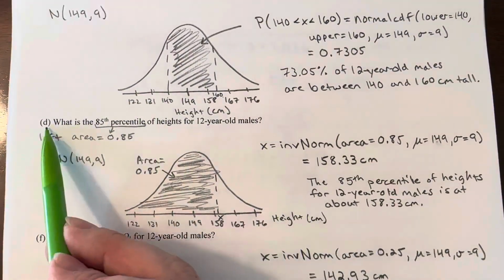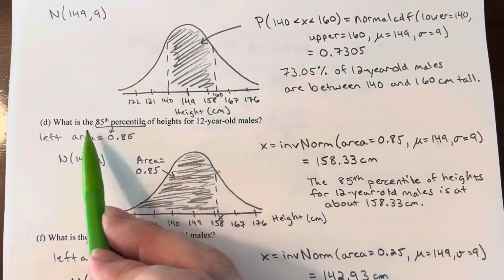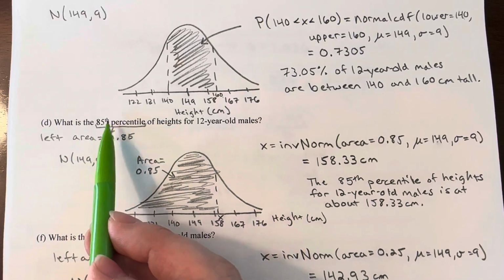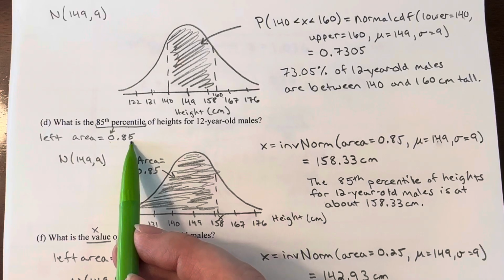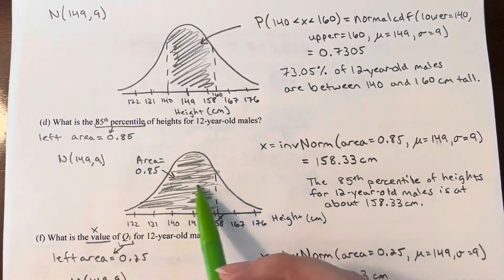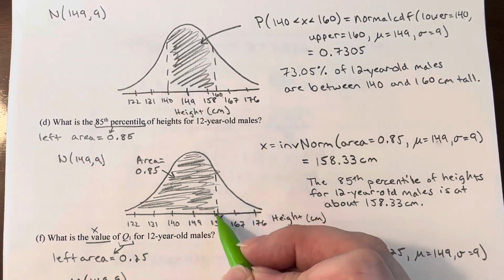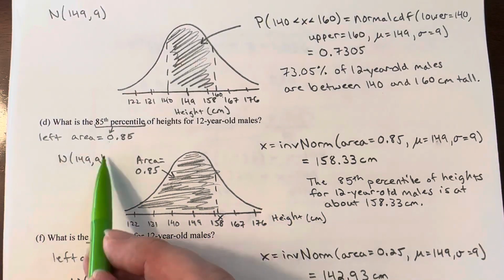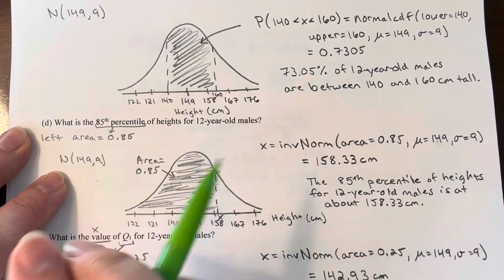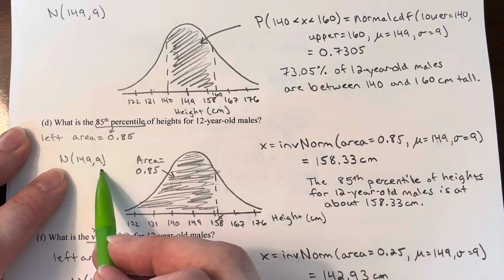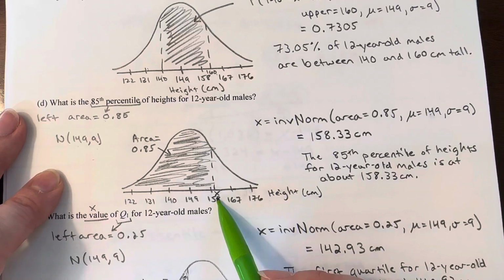Right. Only a couple more. What is the 85th percentile of heights for 12-year-old males? Now, 85th percentile is telling you that the left area from your boundary is 0.85. Right? Basically, to the left of the boundary is 85%. So you're looking for a right boundary. We're still using our normal distribution with a mean of 149, standard deviation of 9. I have that labeled and scaled down here with my X identified over here.